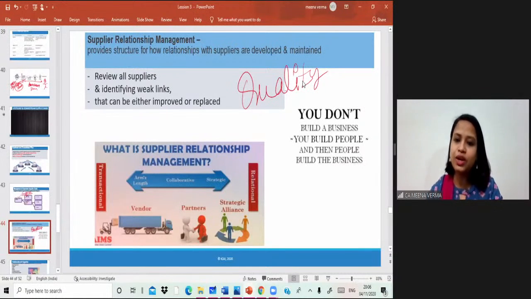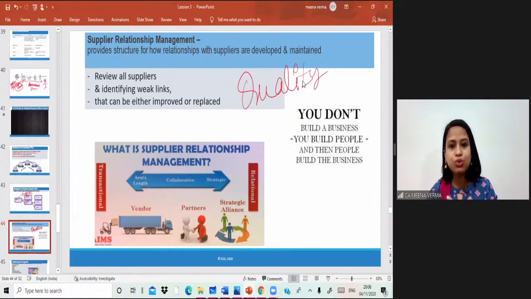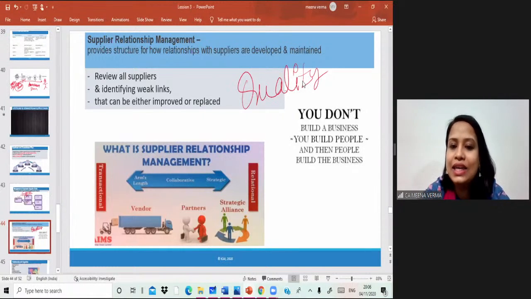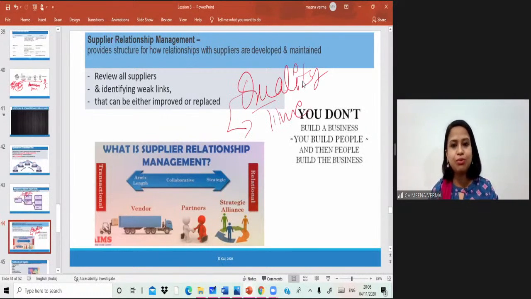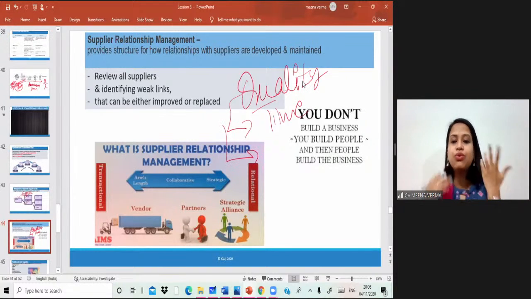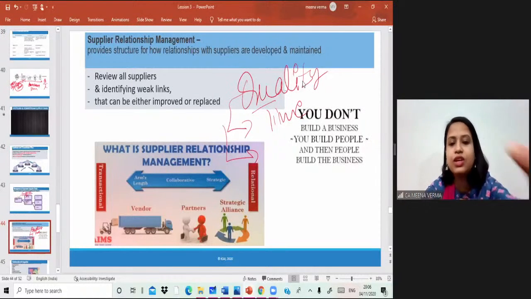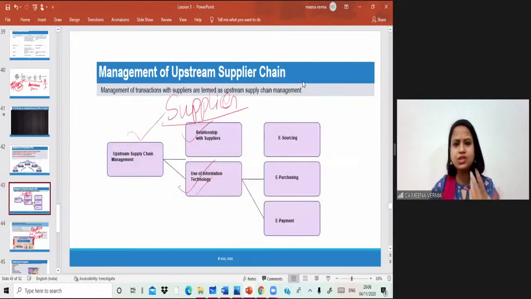If you have a good relationship with your supplier, that supplier will always provide you good quality raw material, and he will always provide the material on time, meaning delivery. And it might be possible that if you build a good relationship with the supplier, he will give you a discount. This is what we have already studied, and the same point we have here: relationship with the supplier.